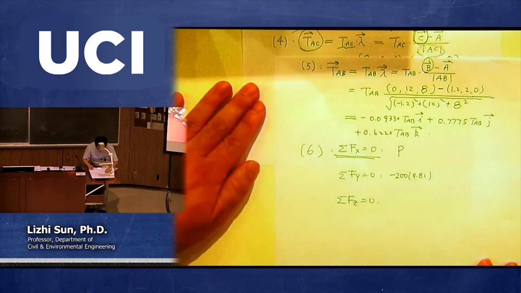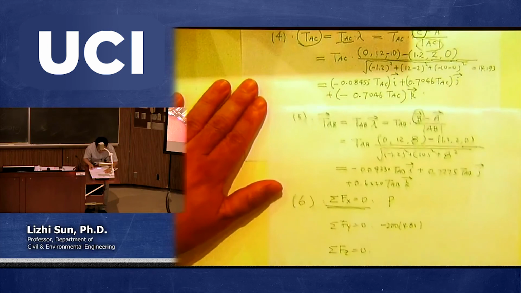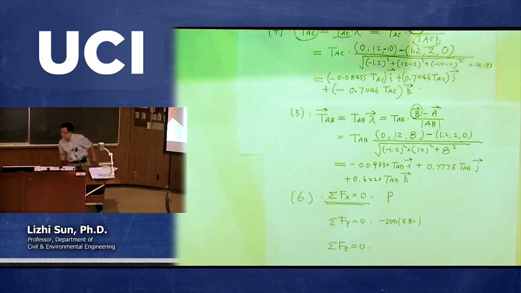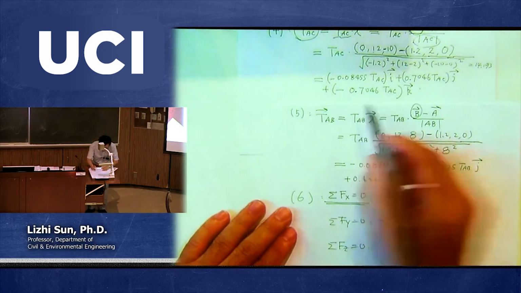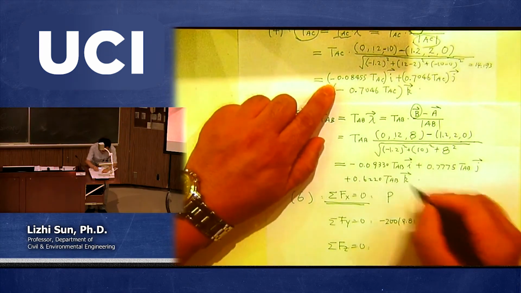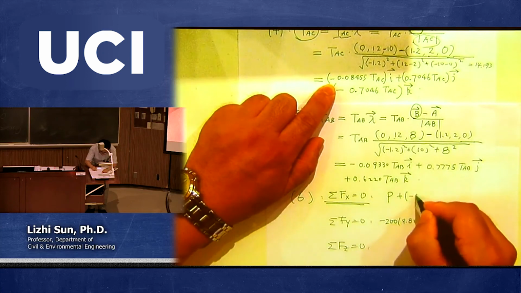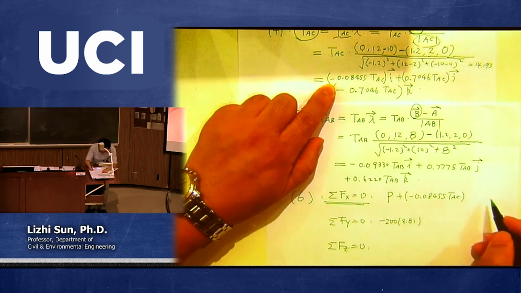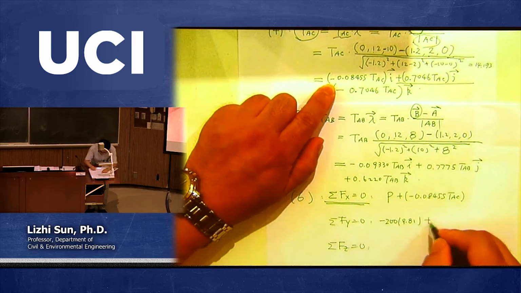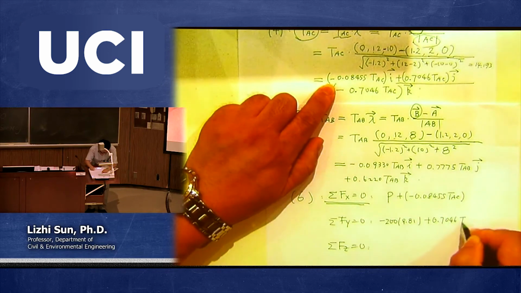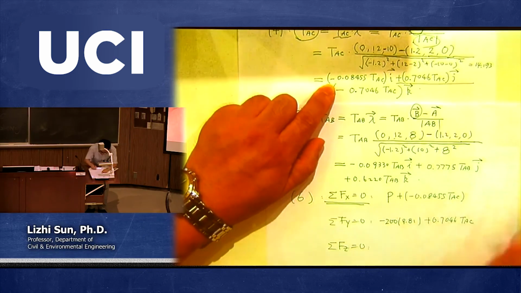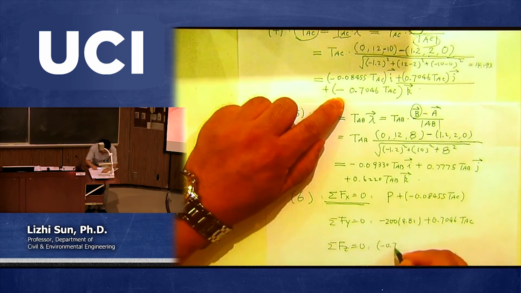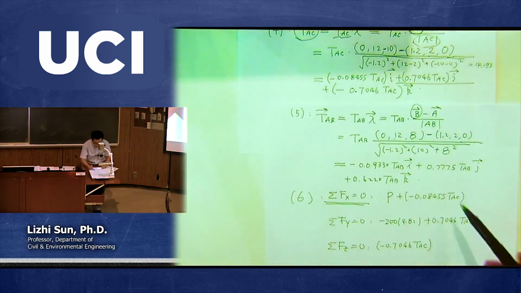Now let's move to the next one, T_AC. Finally, T_AC is here. So we have three components. This time we have to write three components separately. This is the x component, that's negative 0.08455 T_AC. This is the y component, that means plus 0.7046 T_AC. And then the z component is negative 0.7046 T_AC. So x, y, z components from cable AC.